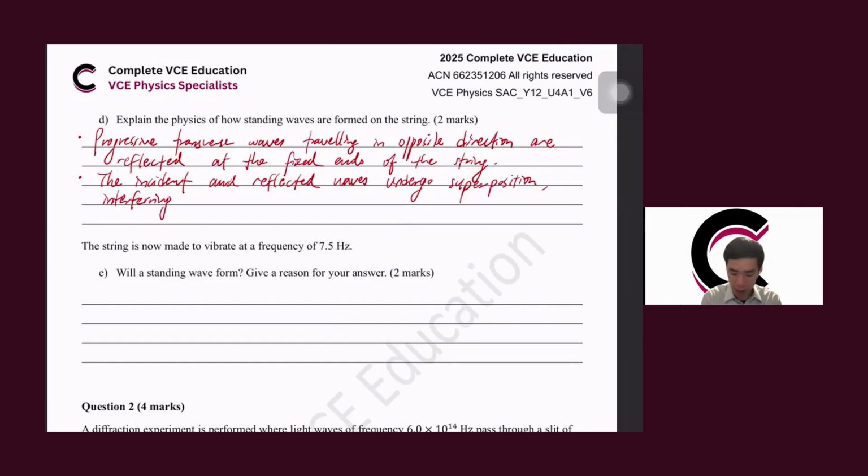Interfering constructively and destructively, to form alternating nodes and anti-nodes. You can see we got very comprehensive answers, just to make sure you get every word you need in your response. Okay, thus forming a standing wave.